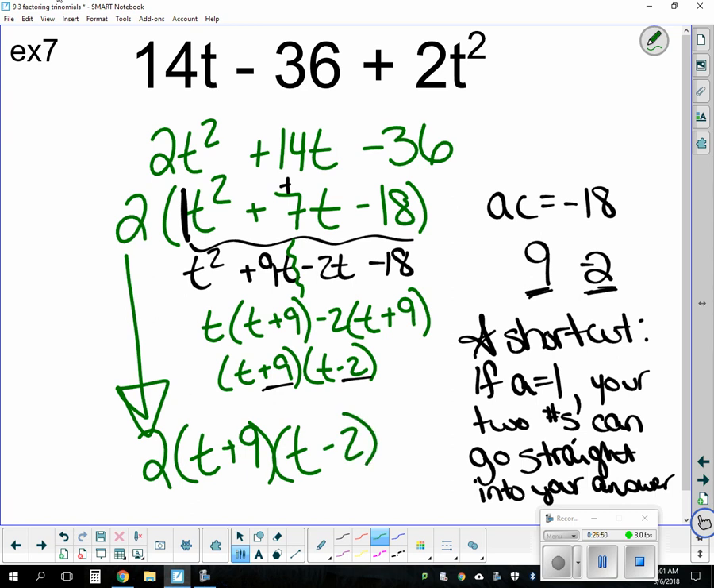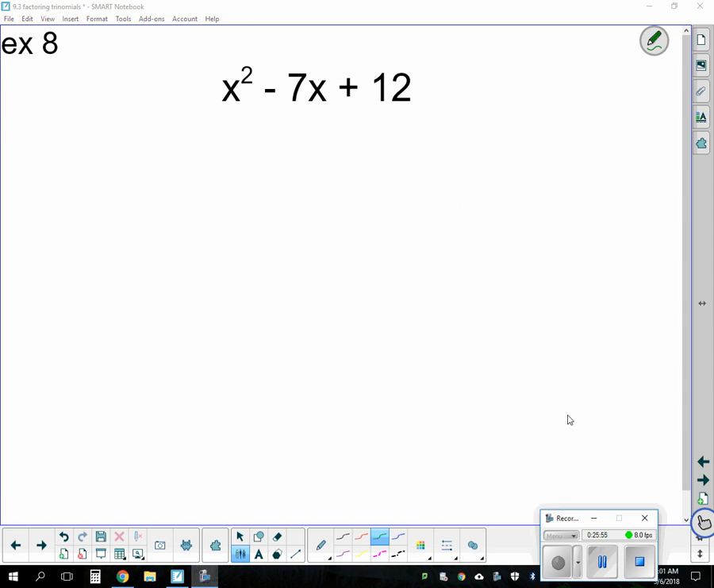All right, let me get you another one that has the shortcut. Okay, so first thing, GCF in all the terms? There is not one. How many terms are there? There are 3. So AC is 1 times 12. So is this one you could take the shortcut on? Yes. The shortcut is able to be taken if A equals 1, which it does here. So what are the two numbers? Two numbers that multiply to 12 and add to negative 7.